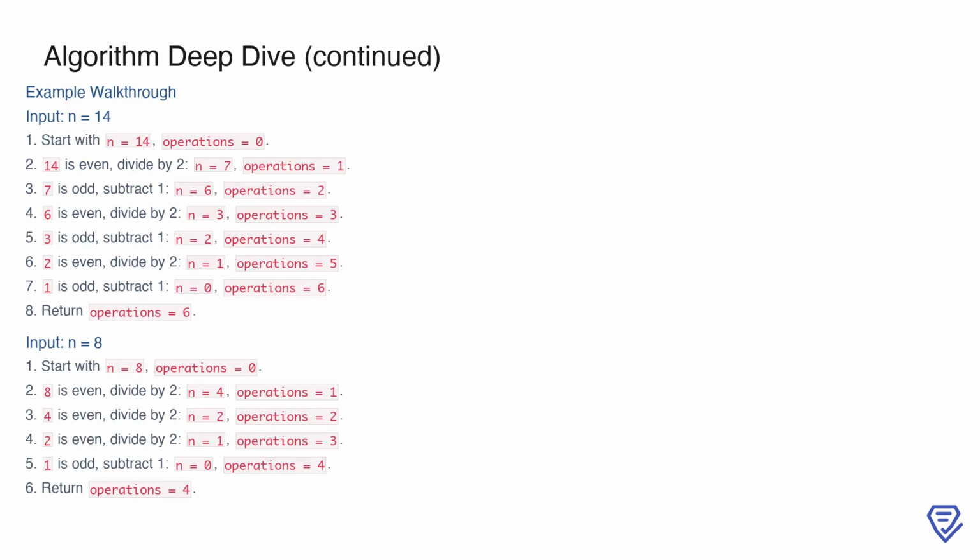Let's go through an example to see how the algorithm works in practice. Consider the input n equals 14. We start with n equals 14 and operations equals 0. Since 14 is even, we divide it by 2, resulting in n equals 7 and incrementing operations to 1. Next, 7 is odd, so we subtract 1 to get n equals 6 and increase operations to 2.